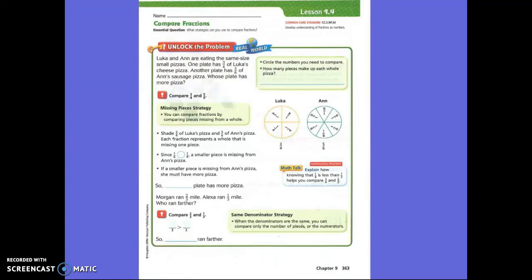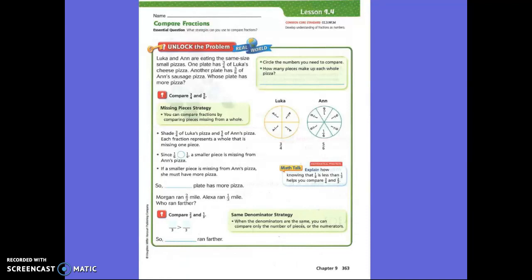Alright, boys and girls, today we are going to be comparing fractions. Now, you don't know if your fractions are going to be with the same numerator or the same denominator or what, okay? You don't know this. So you are going to figure this out.